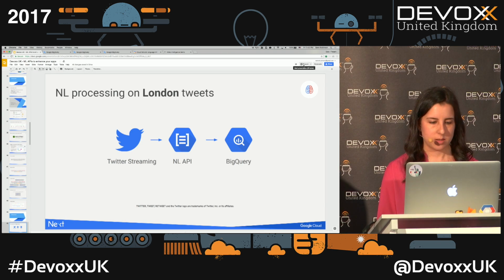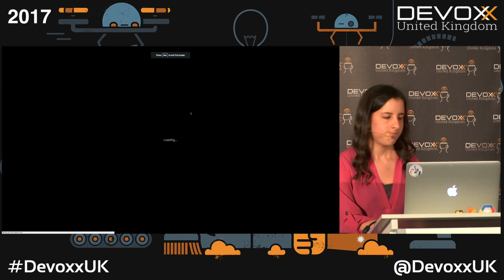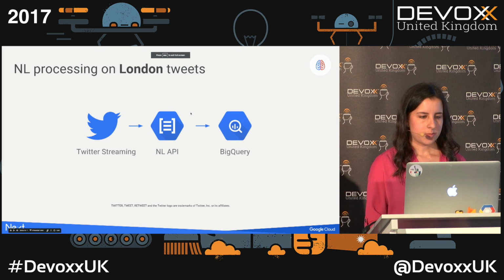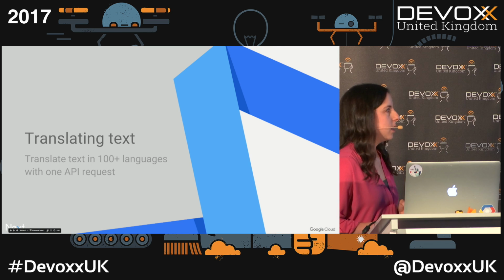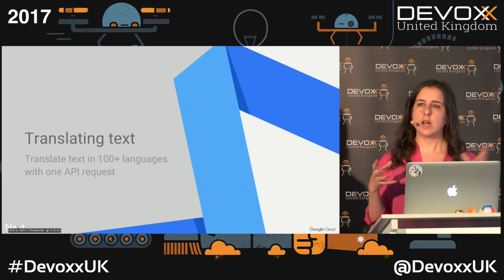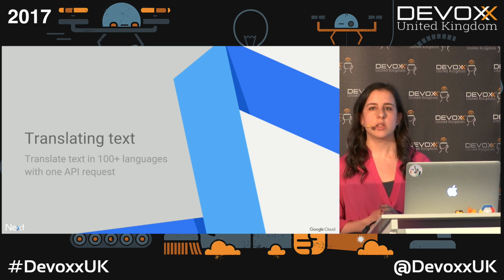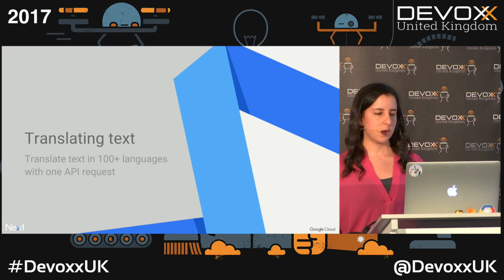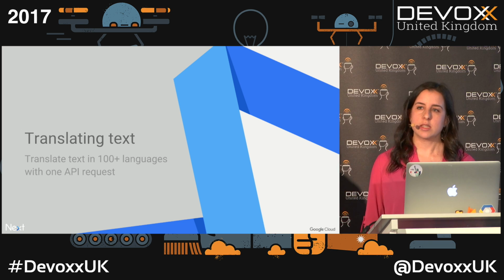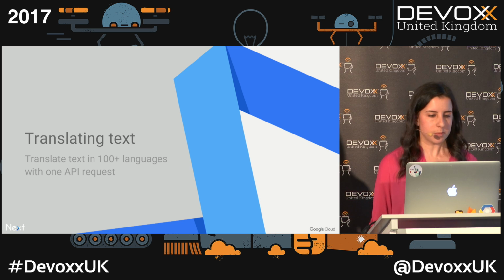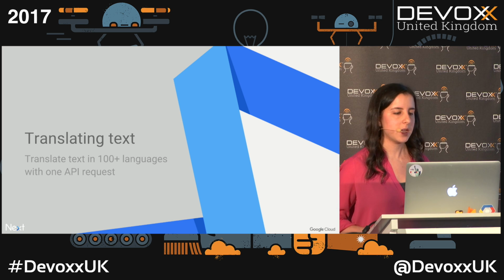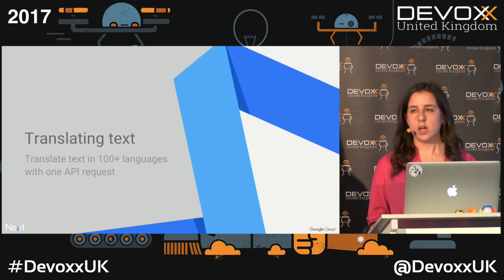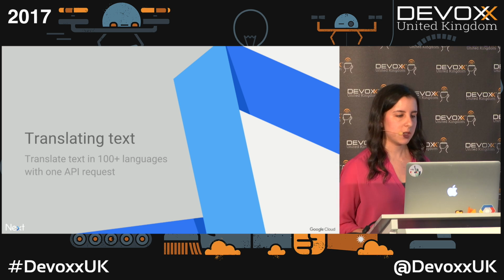And I'm going to go back to presentation mode. The next thing I want to talk about is also a type of text analysis. Once you've got this text, one thing you might want to do is translate it. So you probably have users all over the world, and you want to make your application accessible to your users wherever they may be. So the Translation API can help you translate text in over 100 languages or detect the language with a single API request.